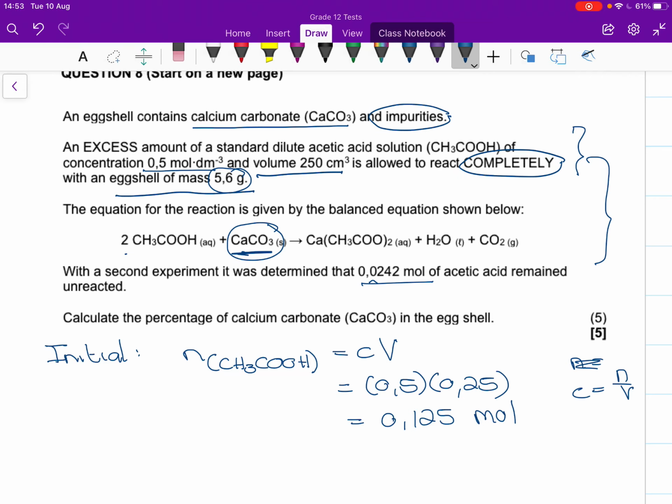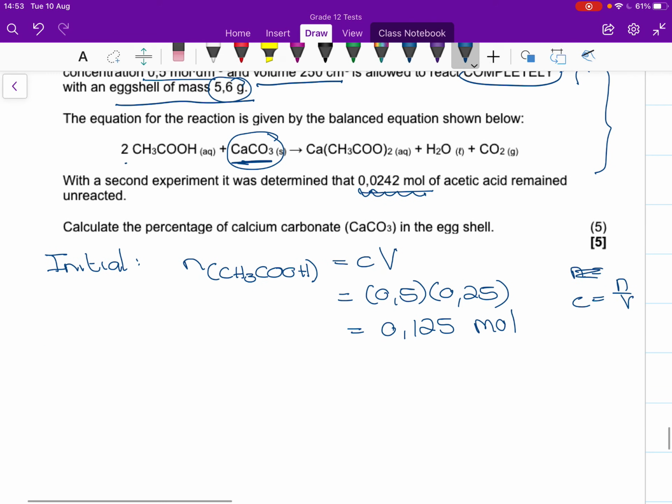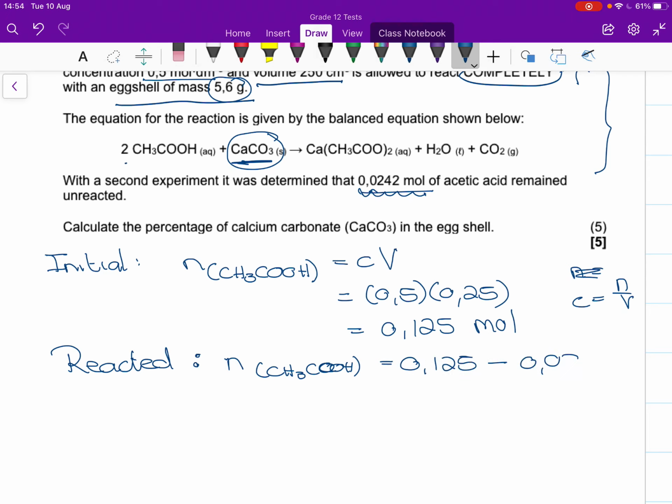Once the reaction's finished, I have 0.024 left over. So I need to find out how much reacted. Okay, so what I have for reacted is going to be the number of moles of CH3COOH, what I started with minus what I'm left with, 0.1008. That is how much reacted with the calcium carbonate.